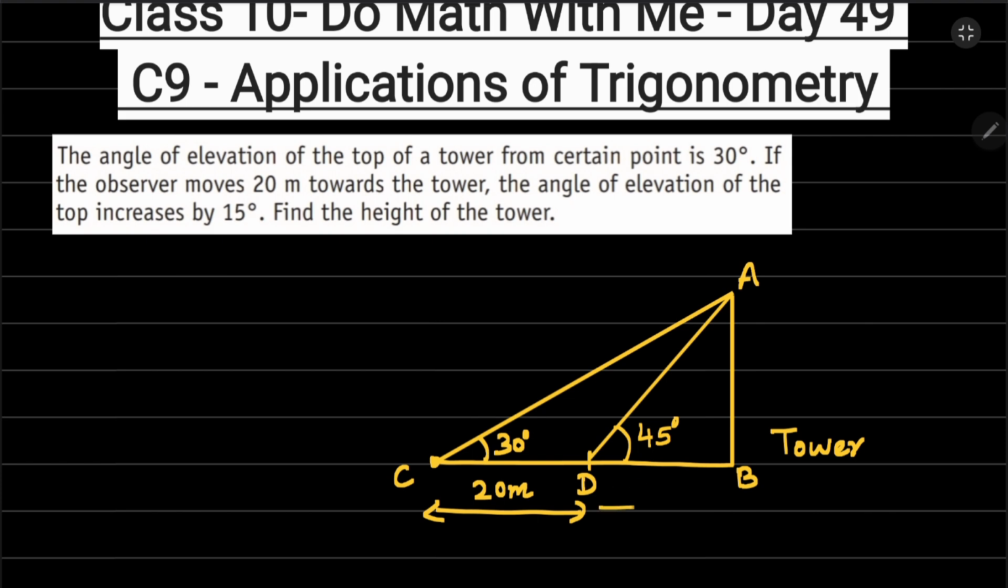We don't know how far this observer is from the tower, so let it be x meters. You have to find the height of the tower, so let this be the height of the tower, capital H. This is 90 degrees, so we can very well mark our hypotenuse. If your angle theta is here, the side right in front of your theta degree happens to be your perpendicular, and the below one is your base, in both scenarios. So we have marked everything.